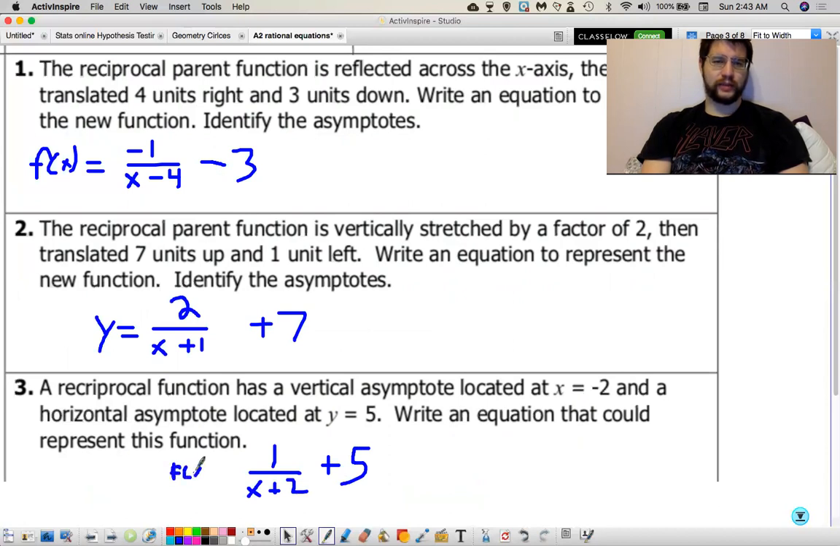This is one possibility. This a number could be anything, positive or negative. It could be even pi if you want it. Doesn't matter. As long as it satisfies these two conditions, which this satisfies this condition, right here satisfies this condition. Good to go.